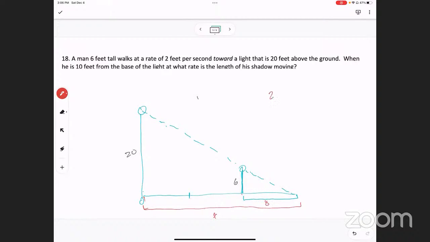So we know that 20 is to X as 6 is to Y. That's the relationship we know because these are similar triangles, so they're proportionate. But we have to find another equation that relates X and Y together. You can divide or multiply Y or X on one of the other sides, right? Is that what you do?